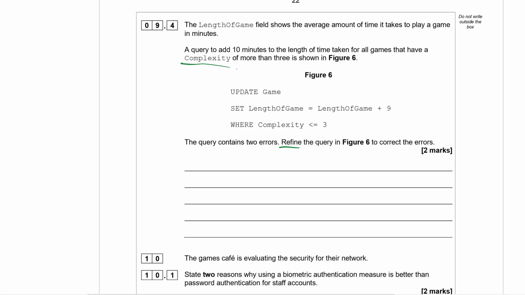Okay, well, first of all, more than 3, I'm spotting a less than or equal to sign. So again, like the previous question, more than means that we need to have a greater than sign and not greater than or equal to. So that's one error we're going to have to fix. What is the issue? Well, it says to add 10 minutes, and we've got a 9 here. So update our table. We're setting length of game to be length of game plus 9. It should be plus 10. Right, the rest of this is fine, just those 2 problems.